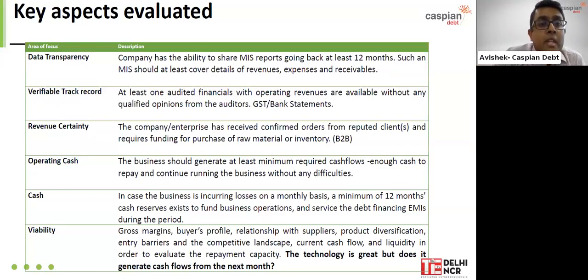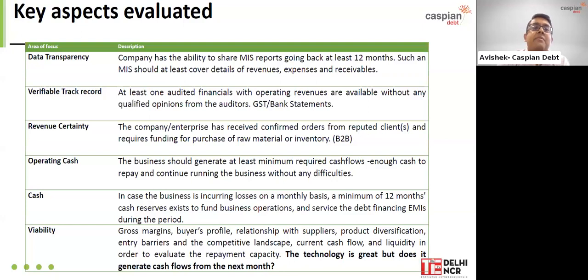So like I said, you may not have mortgage collateral, you may not have 3-year profitability, but you built a solid business. You should have data on the business. And that is what, if you can credibly share, improves your chances of getting access to debt. So the first thing is about data transparency and verifiable track record. As a company, you should be well organized and well set up to have the ability to share MIS reports going back at least 12 months, assuming you've been in existence for 12 months. It should cover at least the details of revenue, expenses, and receivables. Typically, for a loan of above ₹1 crore, lenders will expect at least 1 year of audited financials. Lenders will expect GST statements and bank statements.